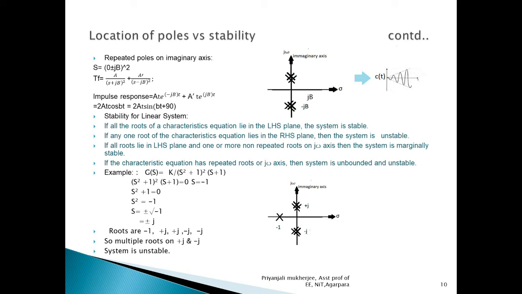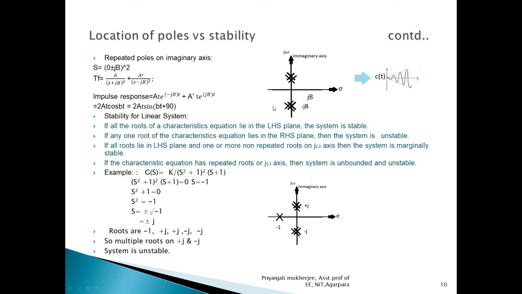So we can say that if all the roots of the characteristic equation, whether real poles or complex poles, lie in the left half of the S plane, then the system is stable. If any one of the roots of the characteristic equation lies in the right half of the S plane, then the system is unstable. If all the roots lie in the left hand side of the S plane, and one or more non-repeated roots are located on the j omega axis, then the system is marginally stable. And if the characteristic equation has repeated roots on the j omega axis, then the system is unstable.